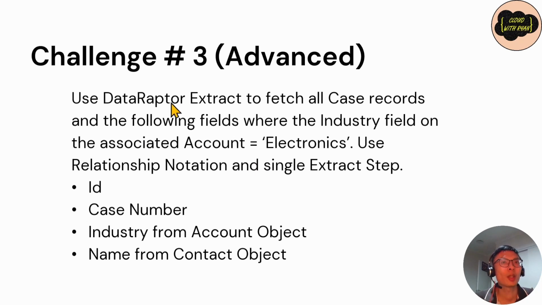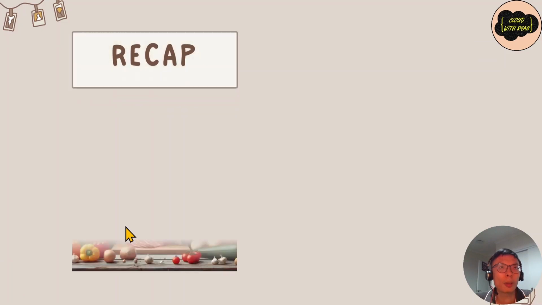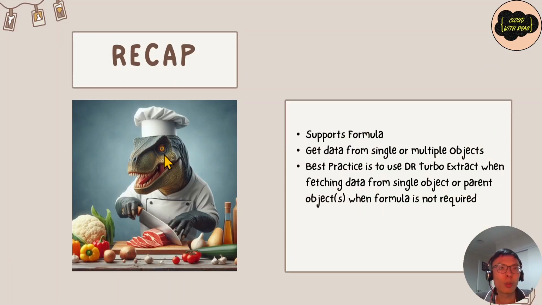Advanced. Use DataRaptor extract to fetch all case records and the following fields where the industry field on the associated account is equal to electronics. Use relationship notation and single extraction step. ID, case number, industry from account object, name from contact object. And good luck.